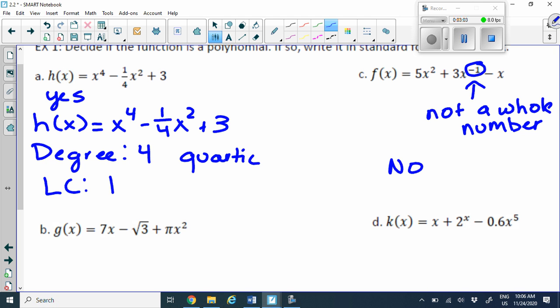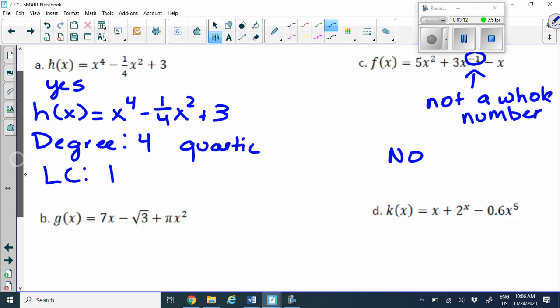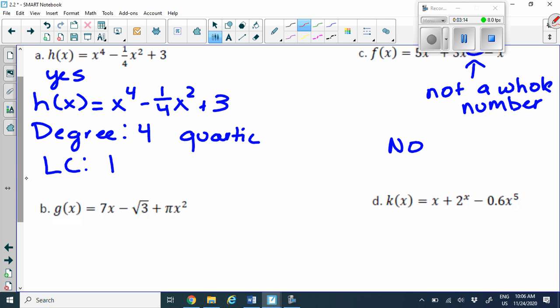Okay, go ahead, pause the video, and do B and D for me, please. Okay, let's see what you got as your final answers for those. Let's look at B. So we have g of x equals 7x minus square root of 3 plus pi x squared. Okay, first thing is that our leading coefficient is not 0. So x squared is our largest exponent. So when we write this in standard form, that would be our first term. The leading coefficient is pi, is not 0, so that works out.